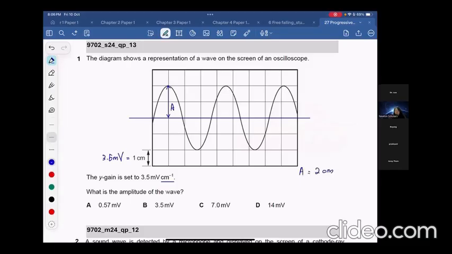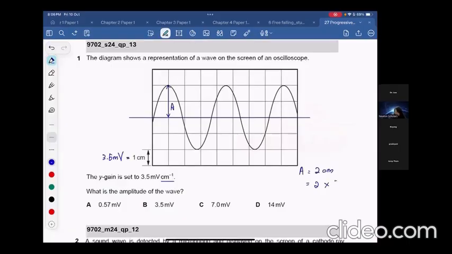Then 2 cm represents how many millivolt? So you know that 1 cm is 3.5. So 2 cm times 3.5 millivolt. Your answer should be 7.0 millivolt. You see, in paper 2, when we write our final answer, please don't write 7 millivolt, write 7.0, two significant figures. Okay, so for this question, the answer is C.